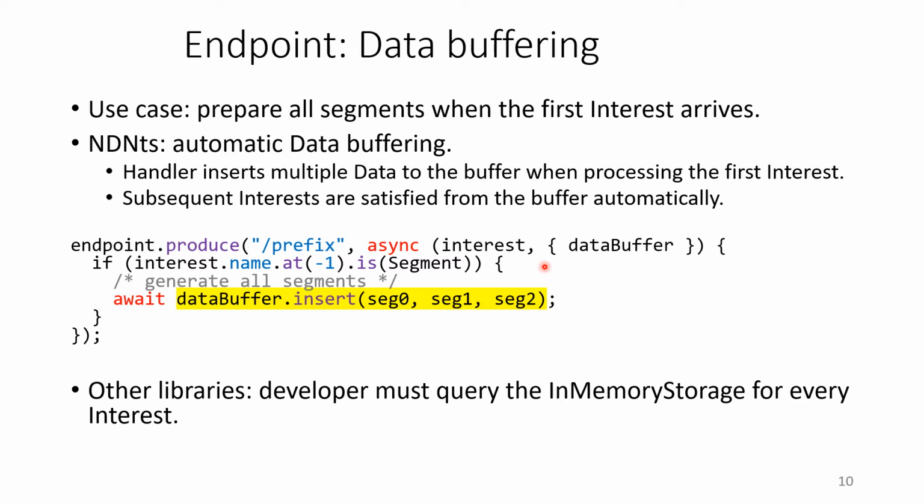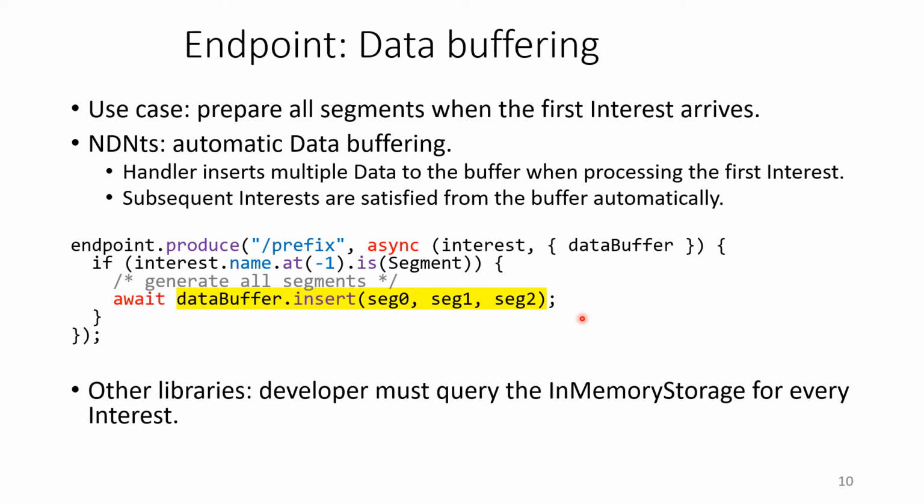When the interest comes in, if it satisfies certain conditions, we generate all the segments. Then we call data buffer.insert. We give it all the data packets. When subsequent interests come in, the endpoint will automatically check the data buffer. If the interest can be satisfied by the data buffer, then the handler function does not get invoked again.